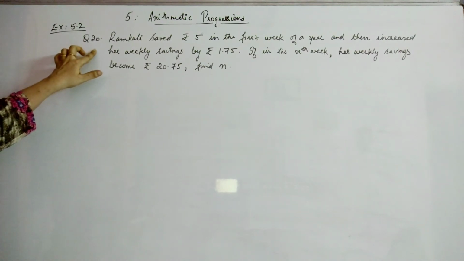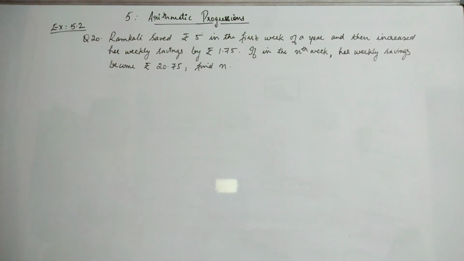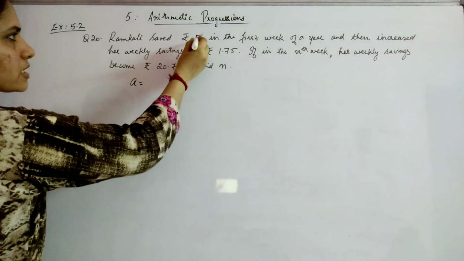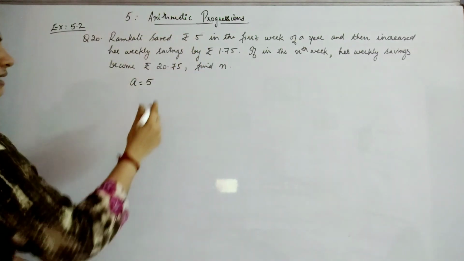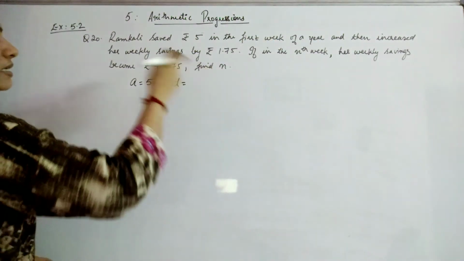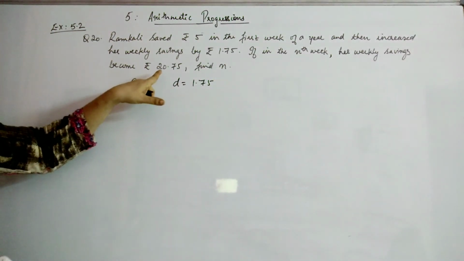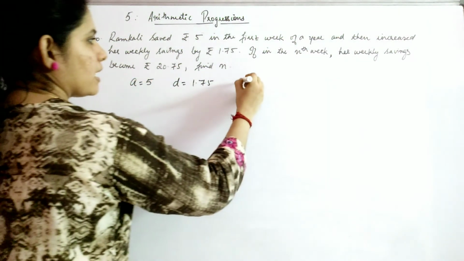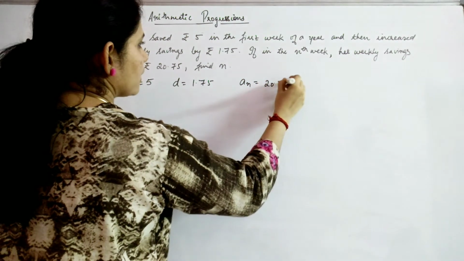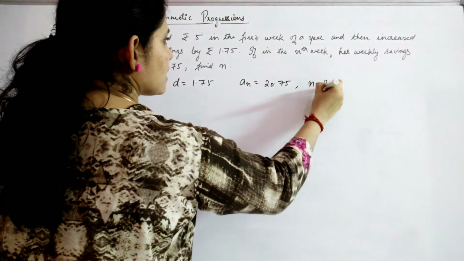Question number 20 is, Rampali saved rupees 5 in the first week of a year and then increased her weekly savings by rupees 1.75. If in the nth week her weekly savings become rupees 20.75, find n. So this is also a direct problem. That means you take your A as the first week's saved amount, which is 5, and D, the increase in her weekly saving, will be 1.75. And the nth week is your AN. So AN is equal to 20.75. This much is given and you have to find what N is equal to, right?